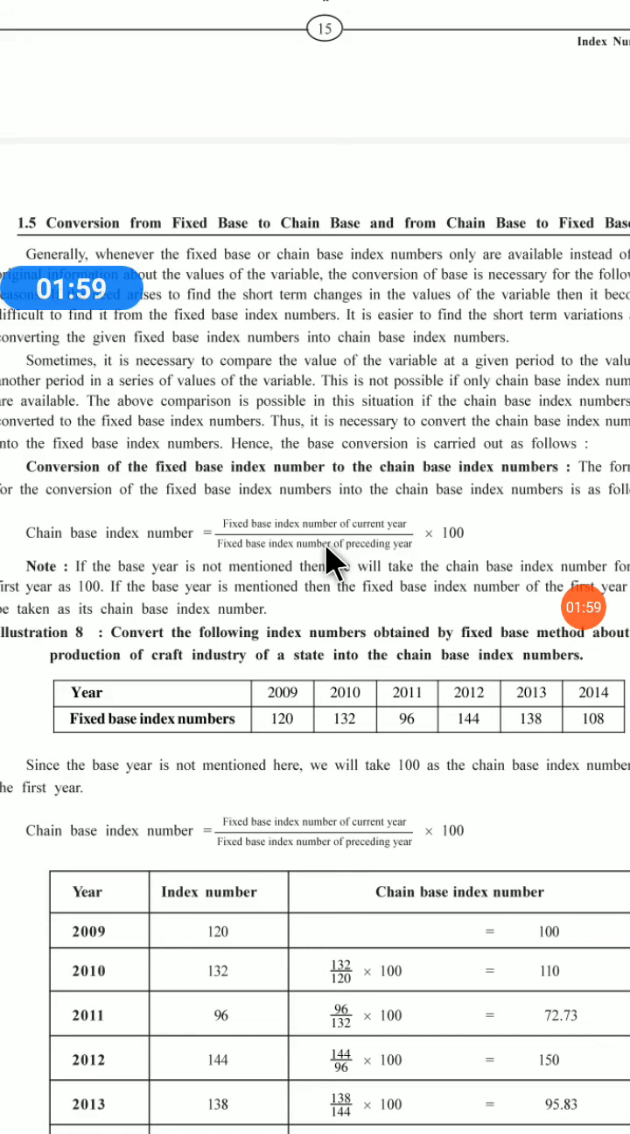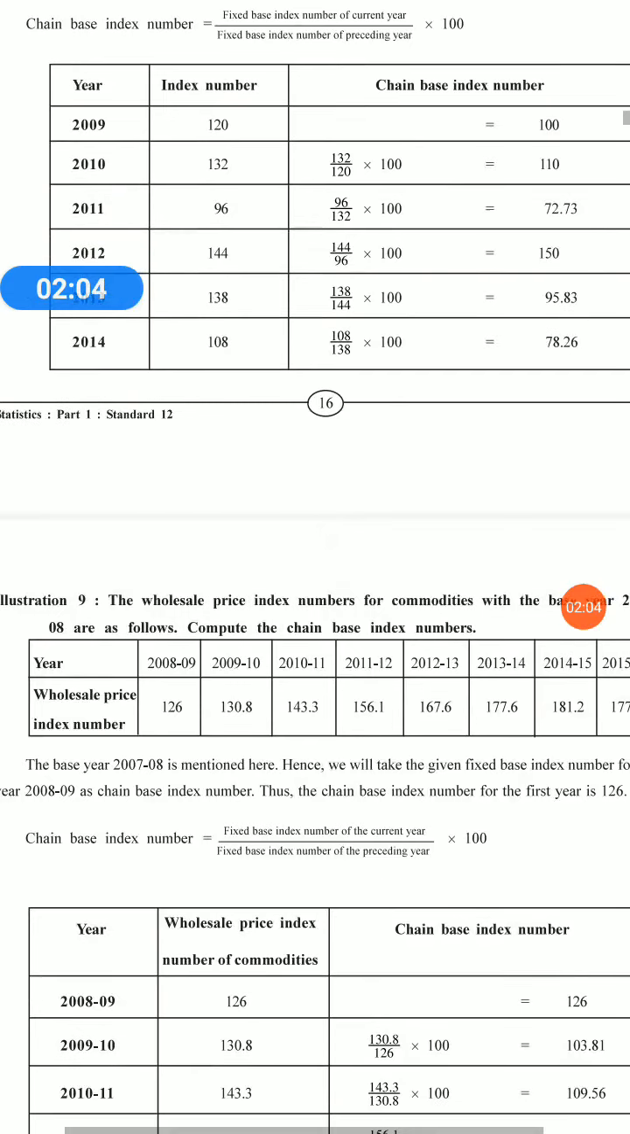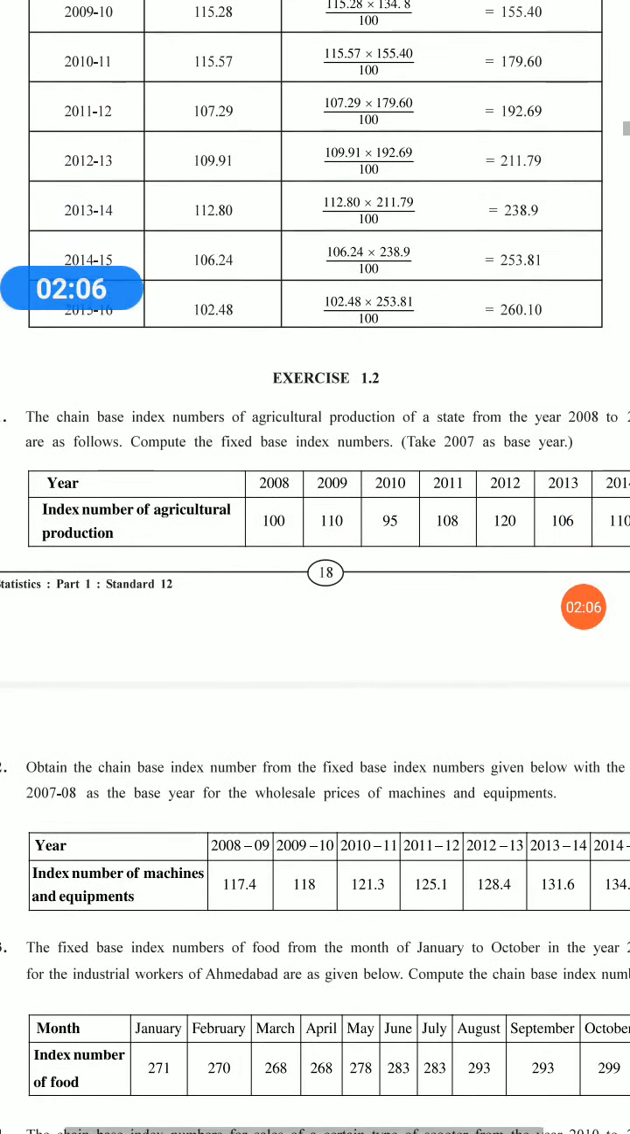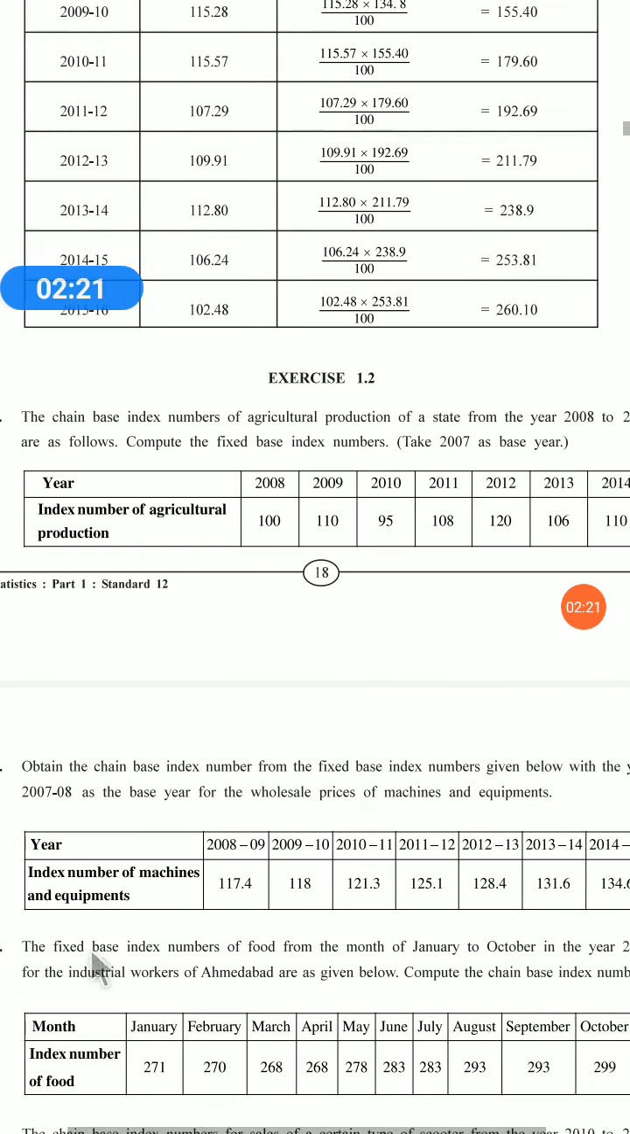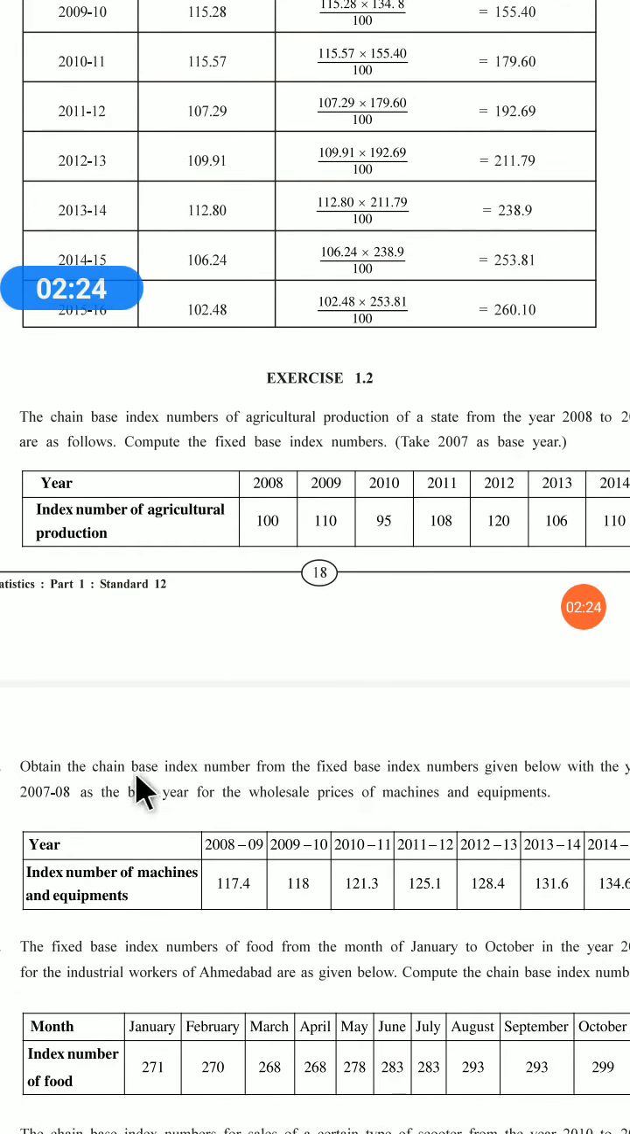Now we are going to solve this type of question. So come to exercise 1.2. In exercise 1.2, question number 2 and question number 3 are conversion of chain base index number. So very first we will study question number 2 and question number 3. Let me start question number 2. Obtain the chain base index number from the fixed base index number given below. It means fixed base index number is given in the question.